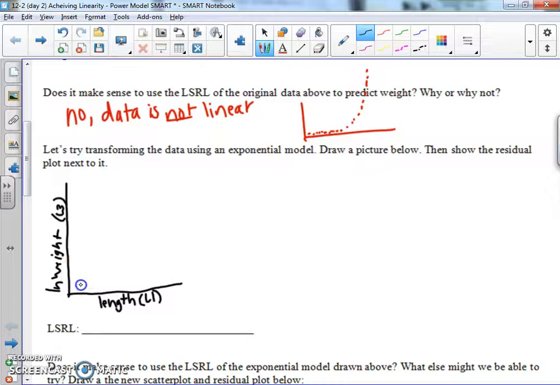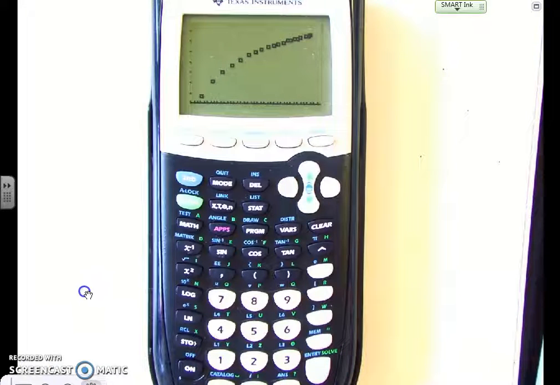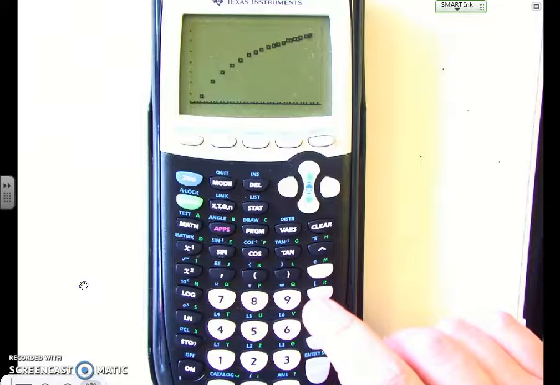And as you can see, the graph still kind of curves, although it curves more upwards this way. And remember, you can always verify if it's curved or not with the residual plot. And I know I'm going to be going through this kind of quickly, but I'm just hoping that you guys remember how to do all these functions in the calculator, so just stop it and rewatch it if you have to.